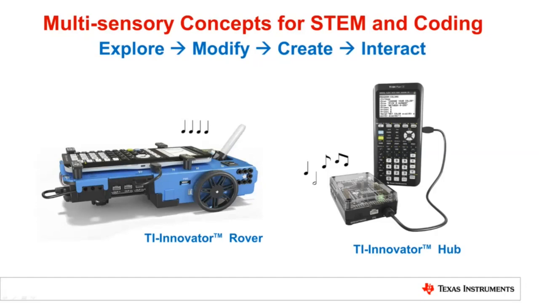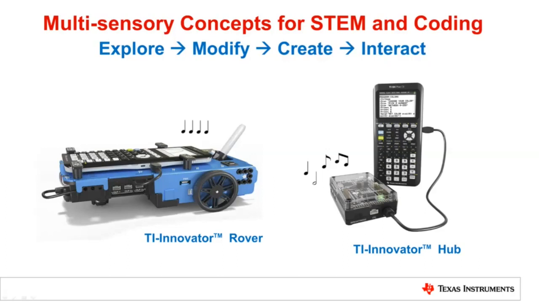really engaging STEM activities. And then on the left-hand side of the screen is what we call our TI Innovator Rover. It's a little robotic vehicle. The TI Innovator Hub slots into the back of it and acts as kind of the brain. And then you can write a program and you can clip your calculator onto the back of the Innovator Rover and plug it in. And then when you run your program, you can control the TI Innovator Rover.